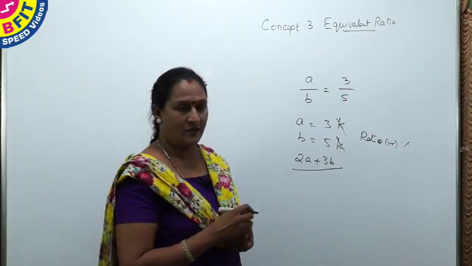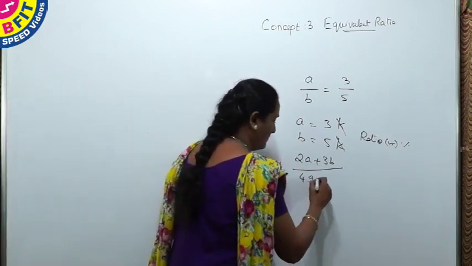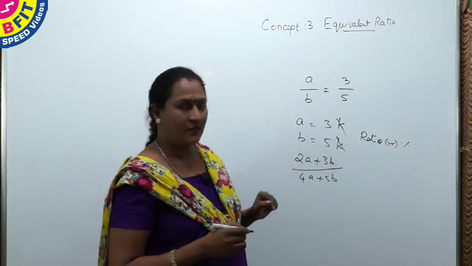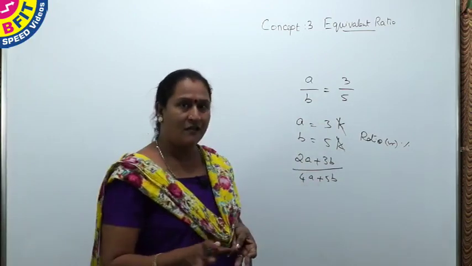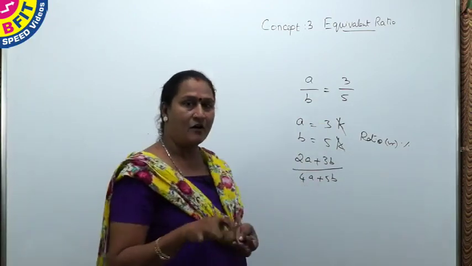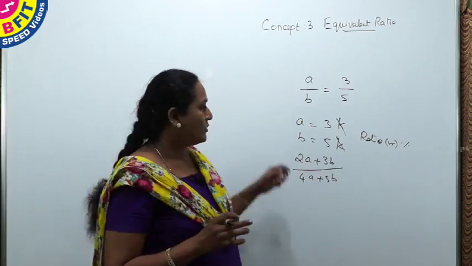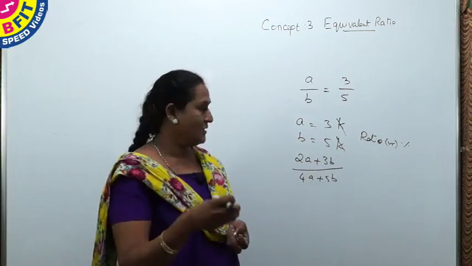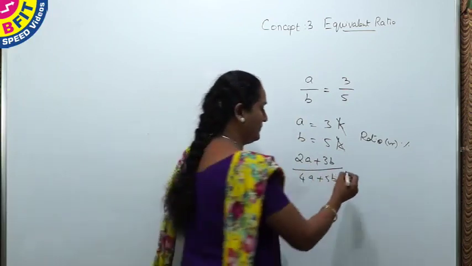So now to find the answer for 2a plus 3b, just substitute a as 3, b as 5, so you will get the same answer which we got after doing all the calculations. So by merely seeing the question and substituting these values, easily and quickly you can get the answer.